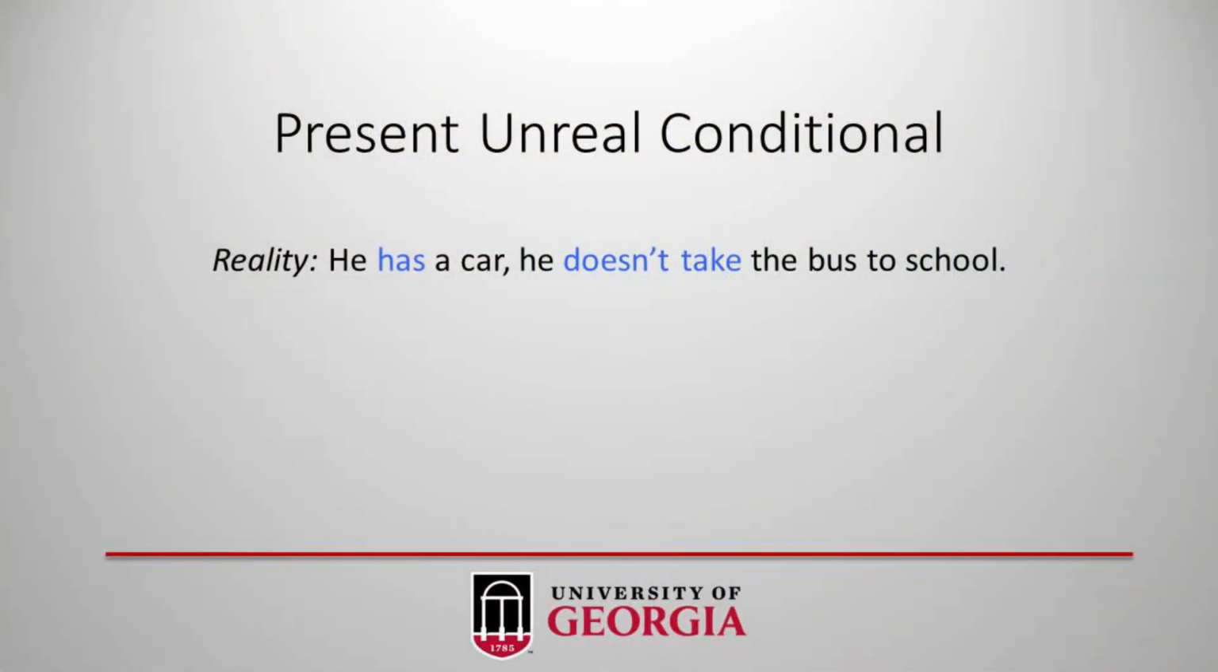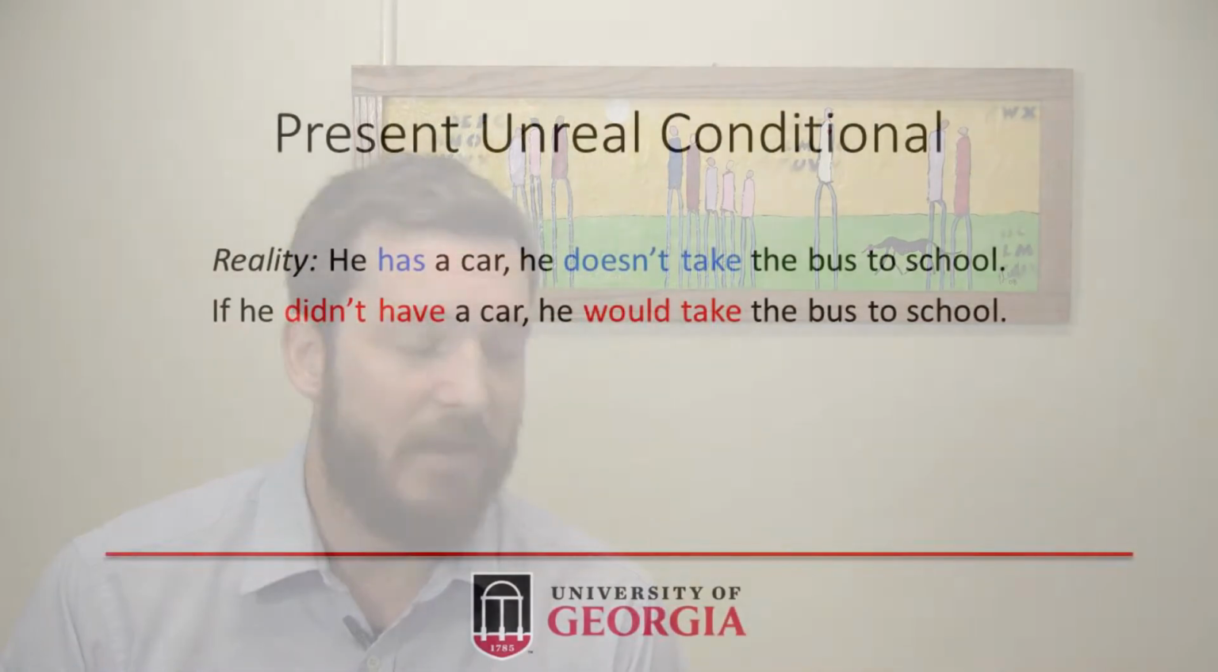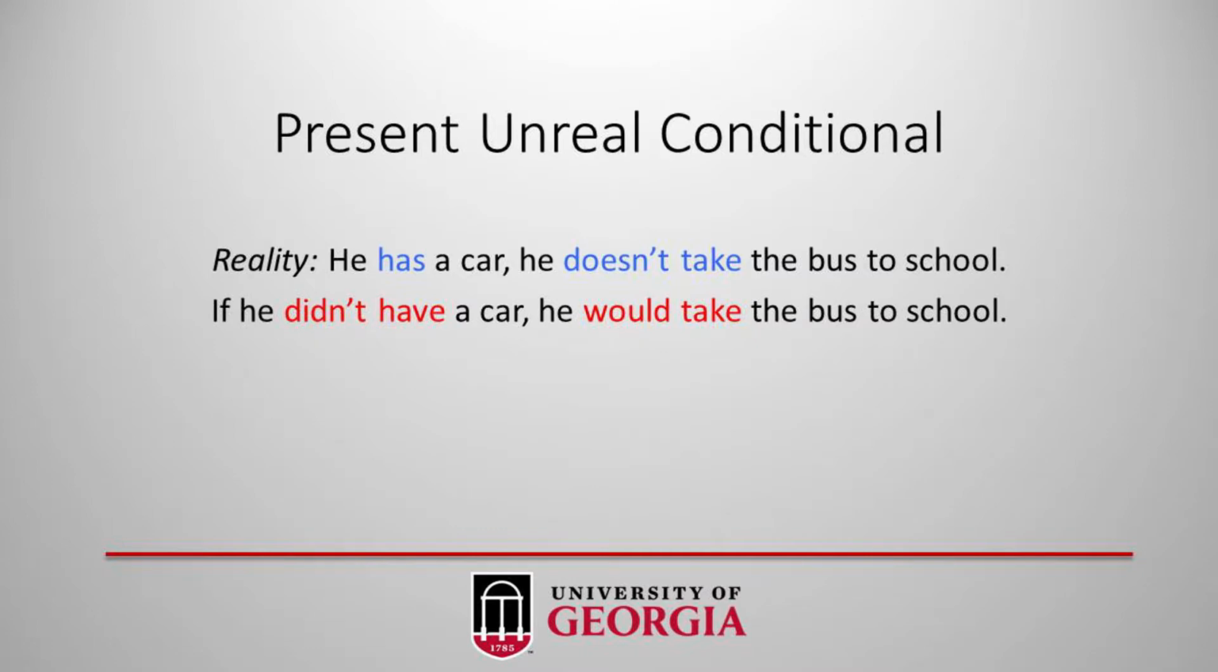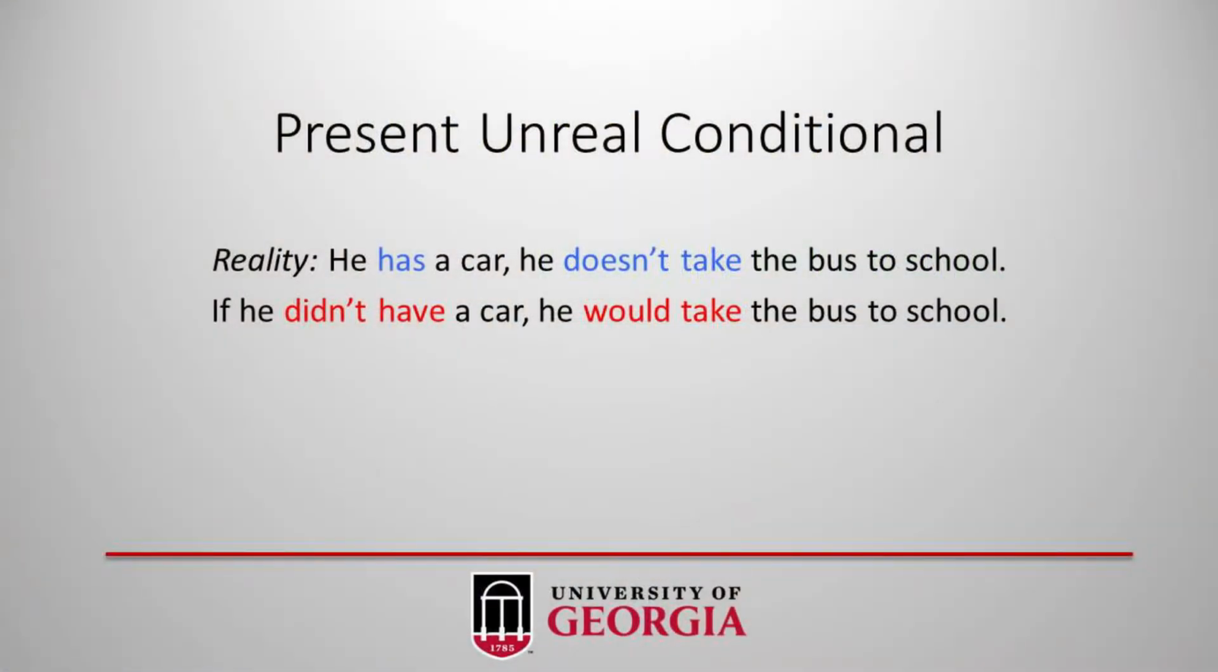Okay, in this example, he has a car. That's a real statement. He doesn't take the bus to school. Okay, let's look at the unreal statement, the hypothetical situation. If he didn't have a car, he would take the bus to school. Once again, I've shifted to the past tense and said he didn't have. This is a negative statement because in the real situation, he has a car. That's a positive statement. In the result clause, he would take the bus. A positive statement because in the real situation, he doesn't take the bus.